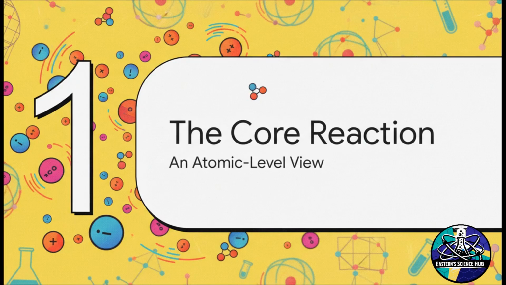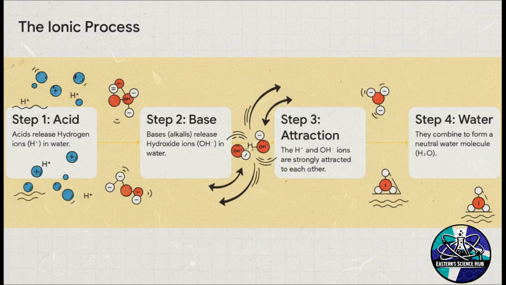All right, to really get what's going on, we need to zoom in, way in. We have to look past the liquid in the beaker and think about the individual atoms and ions, because that's where the real action is happening. It all boils down to a four-step process. First, when you put an acid in water, it releases positively charged hydrogen ions. That's the H+ you see here. Second, a base, specifically an alkali, does something similar, but it releases negatively charged hydroxide ions, or OH-.